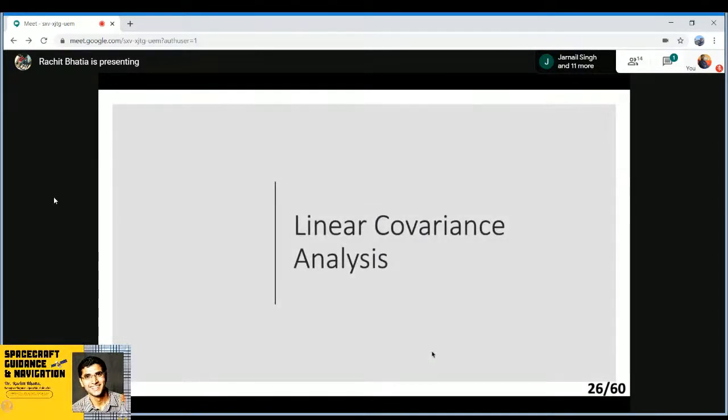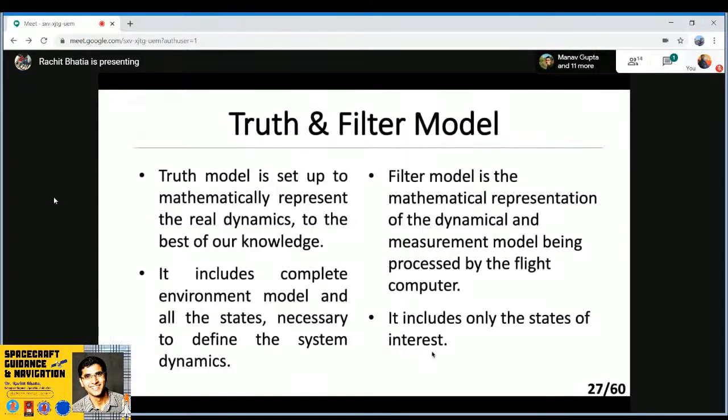Next, I go on to define linear covariance analysis. For any estimation problem, we basically divide the system into two models: truth model and filter model. Truth model is set up to mathematically represent the real dynamics to the best of our knowledge. What will the spacecraft or the system experience in the real world? And it includes a complete environment model and all the states necessary to define the system dynamics.